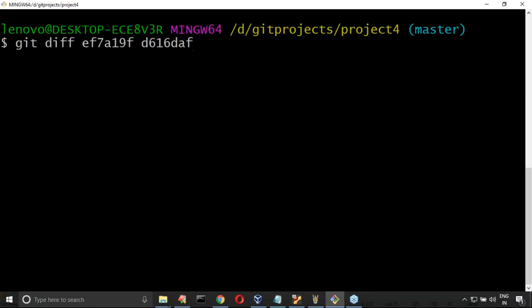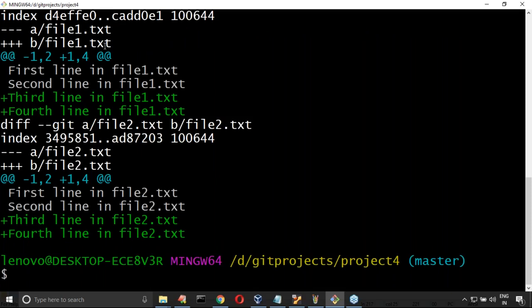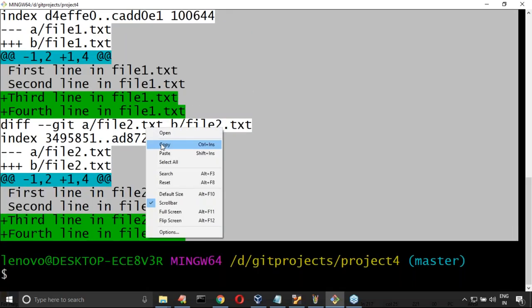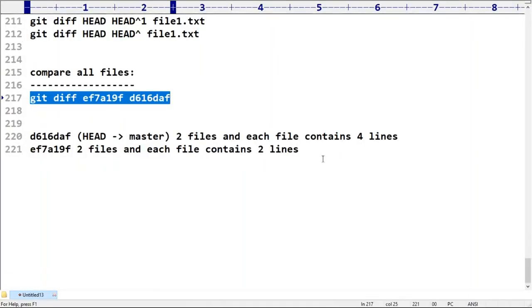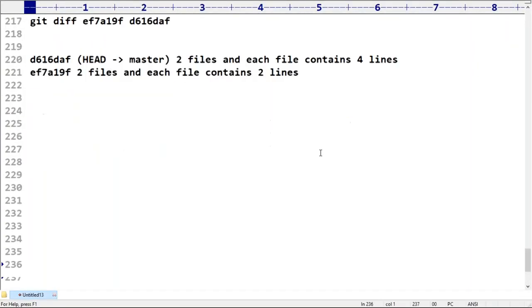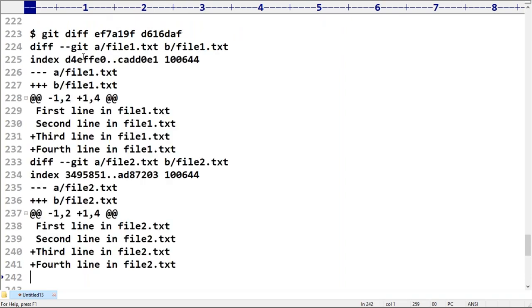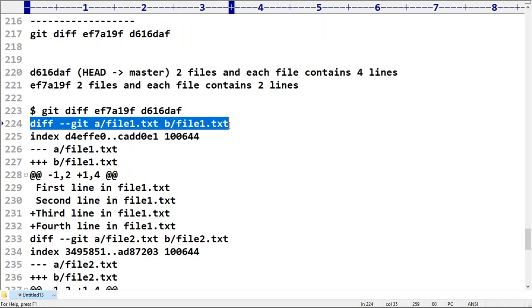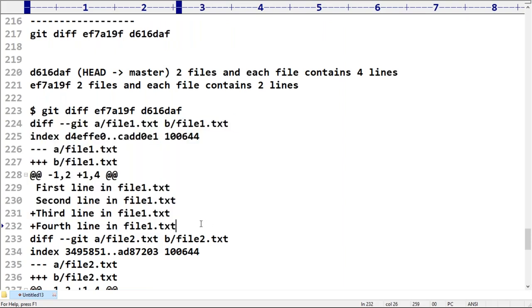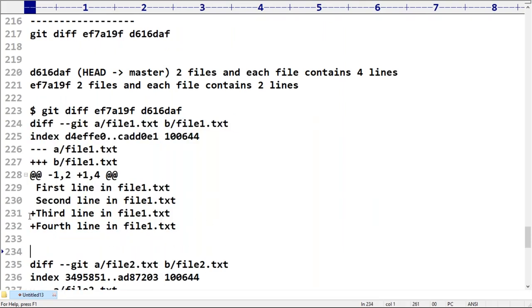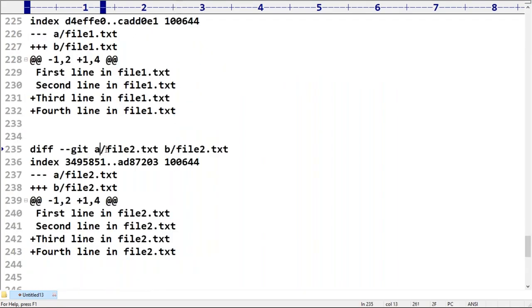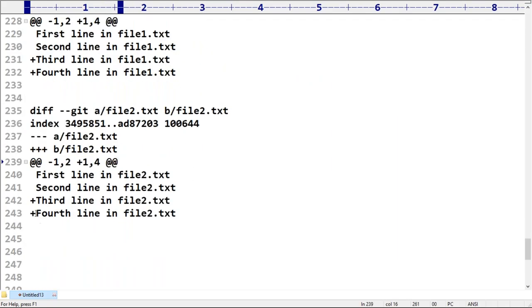Here observe carefully. This is the output I'm getting. This is the difference related to file 1. Here 2 lines extra added. Now this is the difference related to file 2. 2 lines extra added.